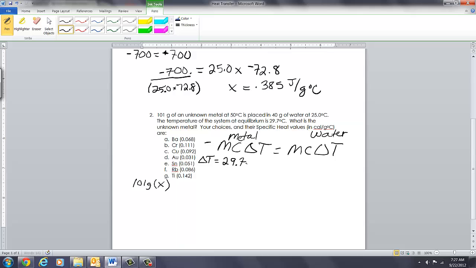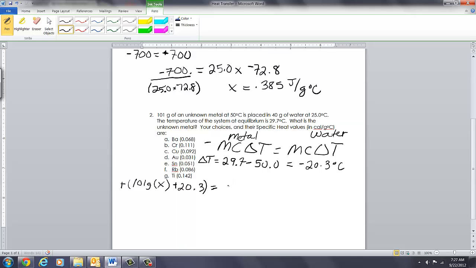Minus the 50, and let's add a 0.0 for sig figs. So what was the temperature change? Minus 20.3. It's going to be negative, but remember, this whole quantity is negative, so the two negatives cancel out.